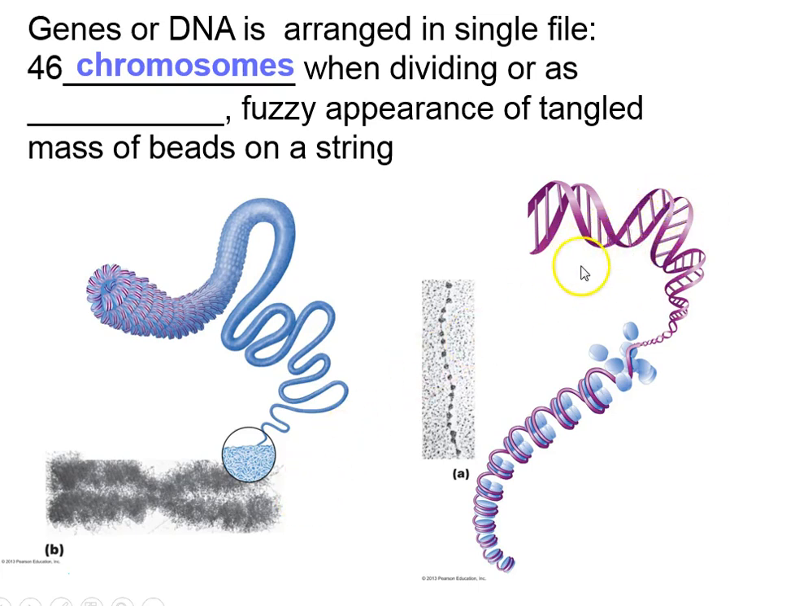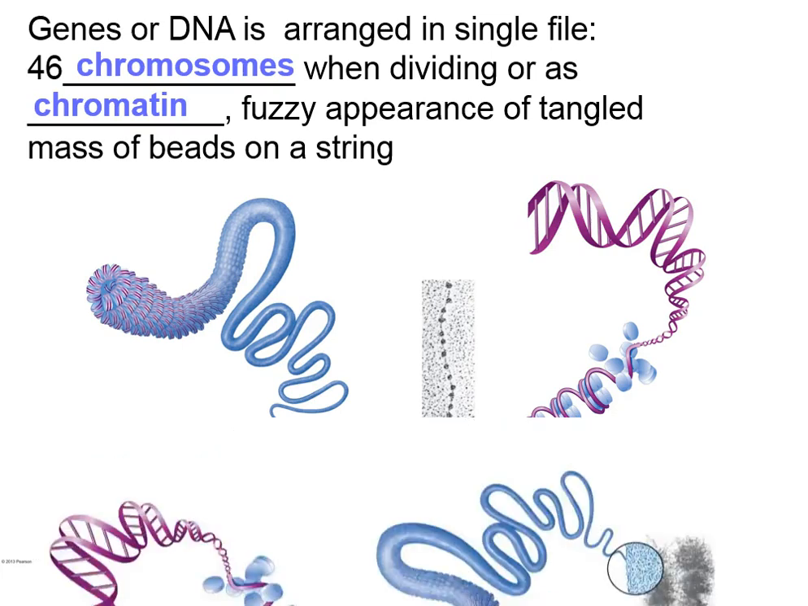Chromatin is when you're using it and it's all thin and spread out. Chromosomes are when we're going to divide it. We need it all concentrated in one place. So you have 46 chromosomes, and we call that DNA chromosomes when a cell is dividing, or we call it chromatin, and it has a very fuzzy appearance of tangled massive beads on a string, and the string actually would be the DNA. So thin chromatin is when the cell is using the DNA. Thick chromosomes is when the cell is dividing.